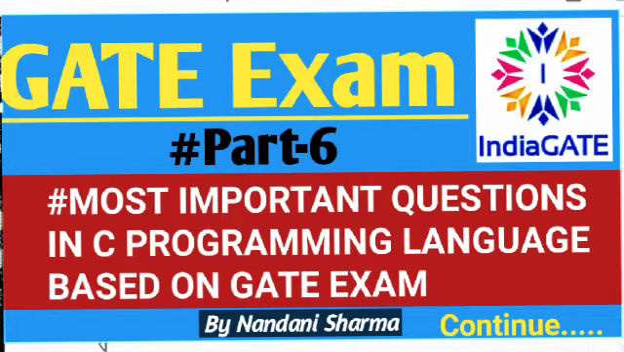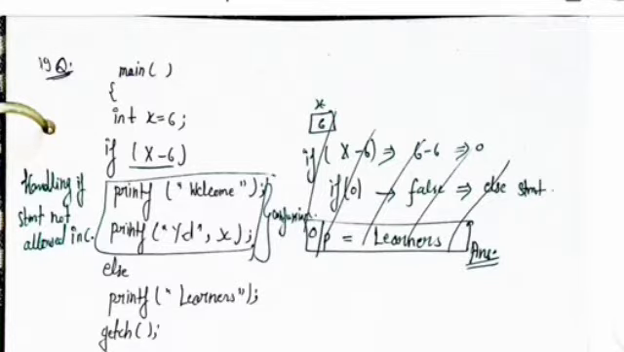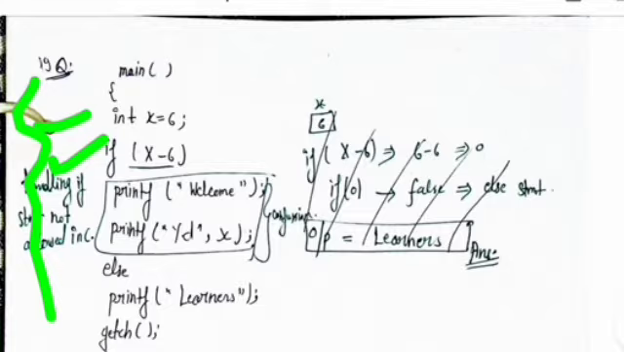So let's get started. Now come to question number 19. Here the line of code is given like this, and the main function is given as int x = 6; if (x - 6) print welcome and print x, else print learner, and getch. Now what is the output of the given program?